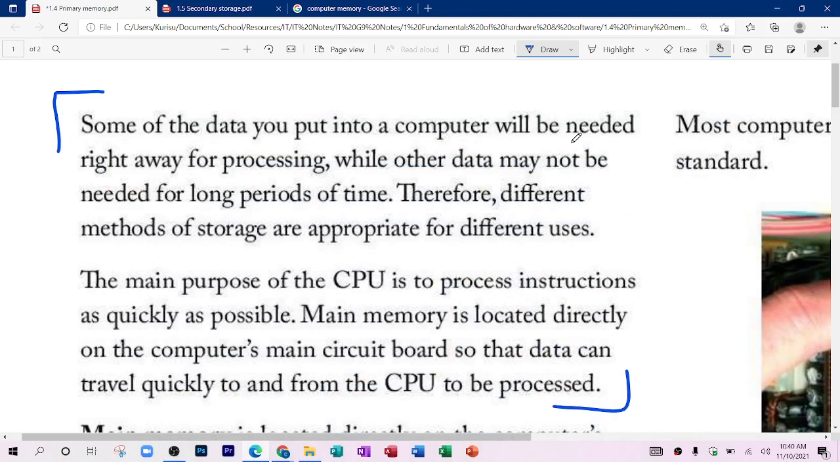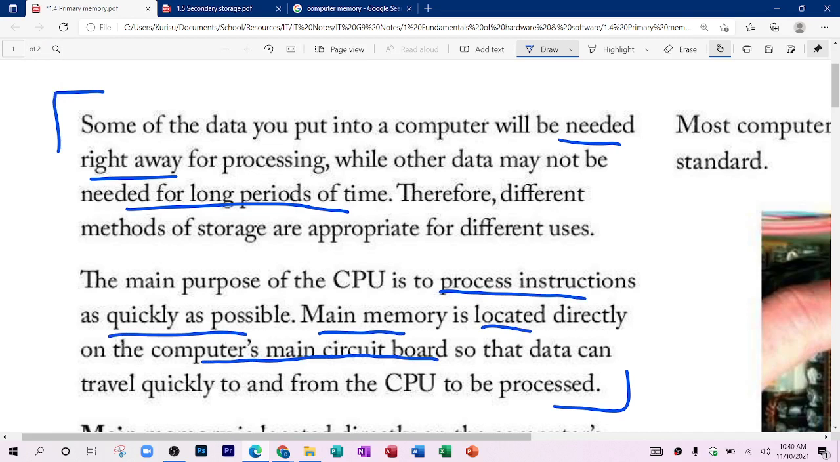Some of the data you put into a computer will be needed right away for processing, while other data may not be needed for long periods of time. Therefore, different methods of storage are appropriate for different uses. The main purpose of the CPU is to process instructions as quickly as possible. Main memory is located directly on the computer's main circuit board so that data can travel quickly to and from the CPU to be processed.